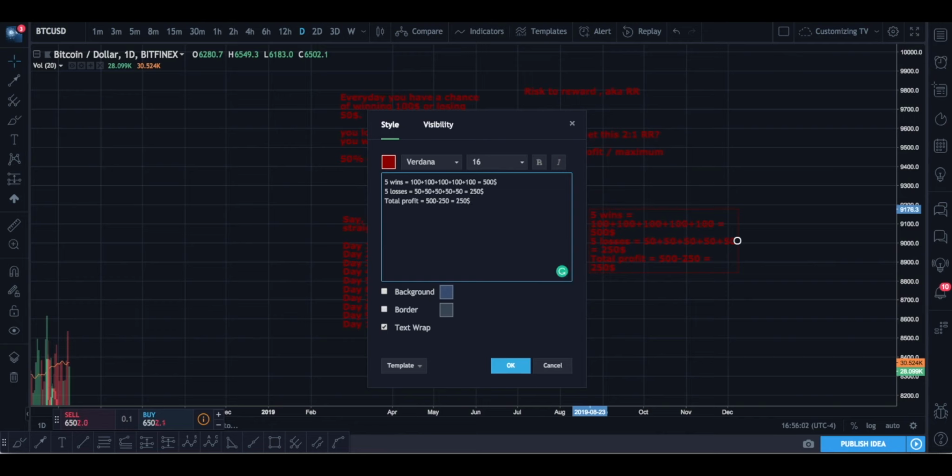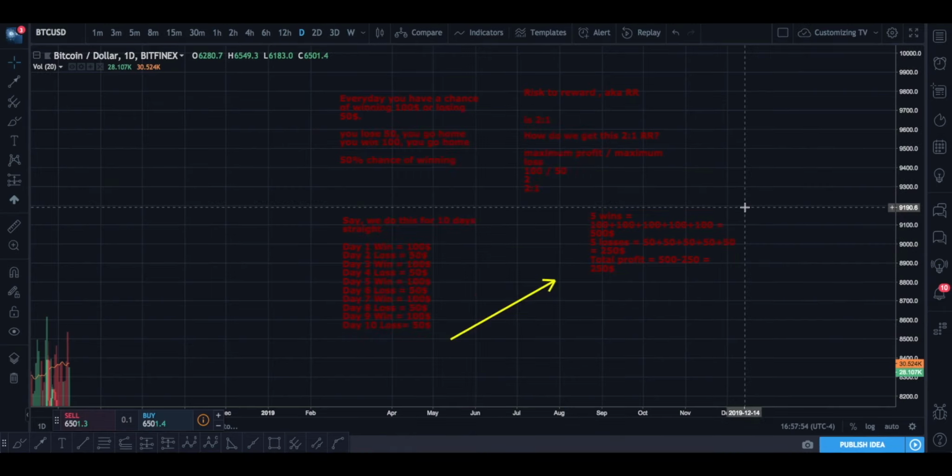So you can see that in this particular example, although you went to the casino 10 times and you had a 50% chance of winning, because you had proper risk management, you ended up coming out positive instead of negative, all right? And this applies to trading in its entirety.